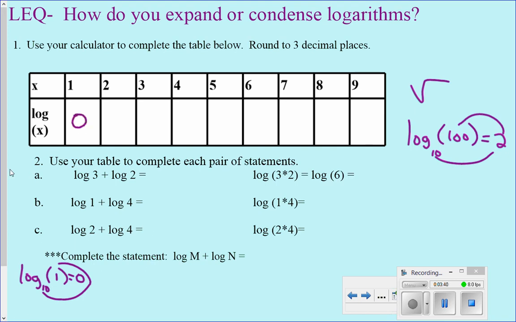We also talked about the fact that anytime I have a log of 1, regardless of what the base is, the base could be 2, 3, 4, and so forth, the log of 1 always equals 0 because any number besides 0 taken to the 0 power always gives me 1. So then the rest of these, we just use the calculator to fill in the values, and it does say round to 3 decimal places. So just pause the video a moment, take a minute to fill in this table so that you have the values, and I'll just start filling them in.